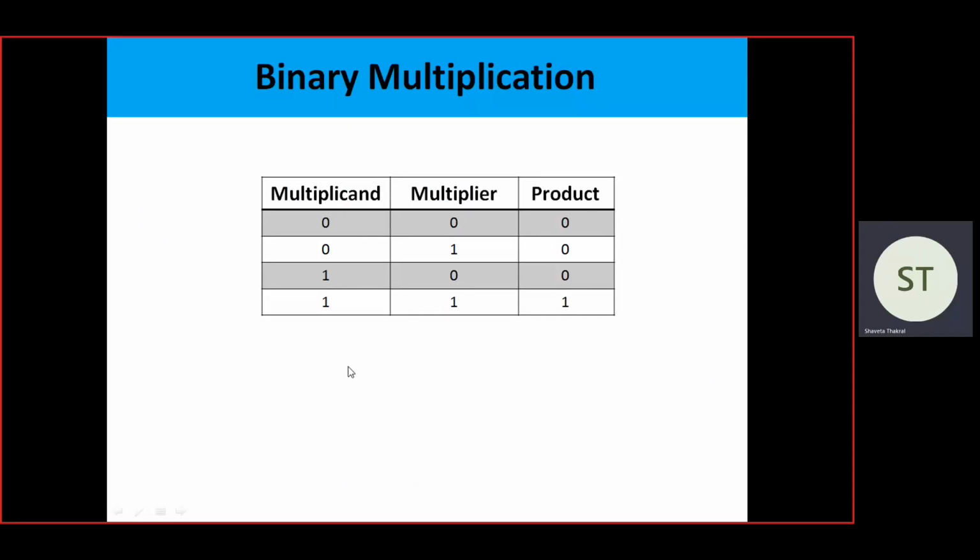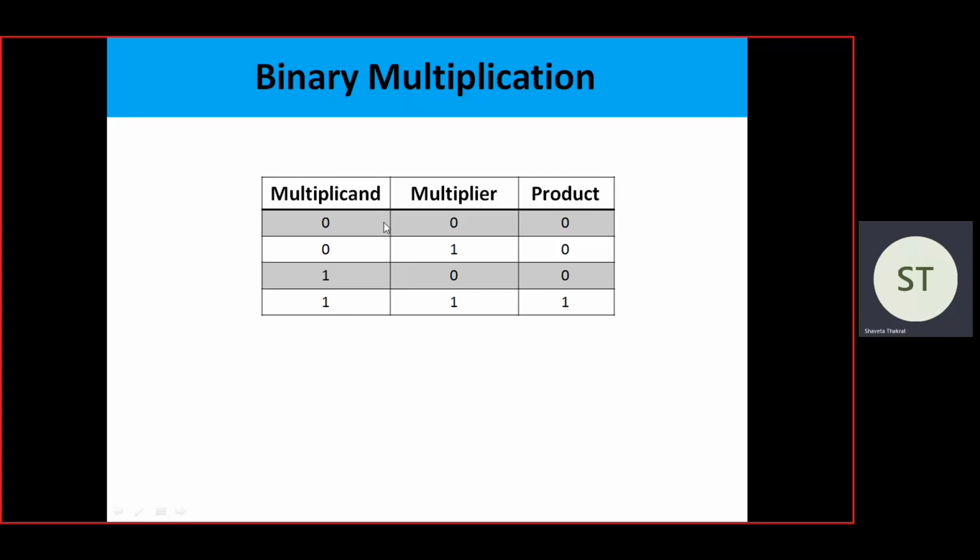Then next we have binary multiplication. So when we are multiplying two numbers, number 1 is considered as the multiplicand and number 2 is considered as the multiplier. So multiplicand and multiplier can have 4 combinations: 0 0, 0 1, 1 0 and 1 1.